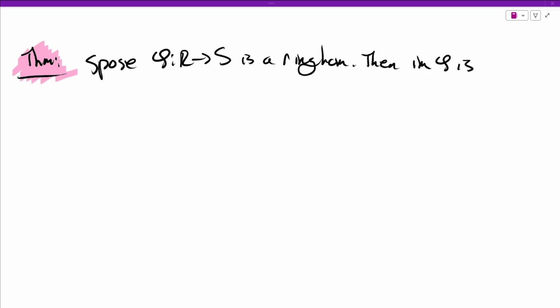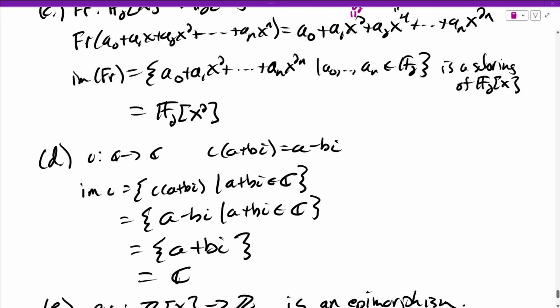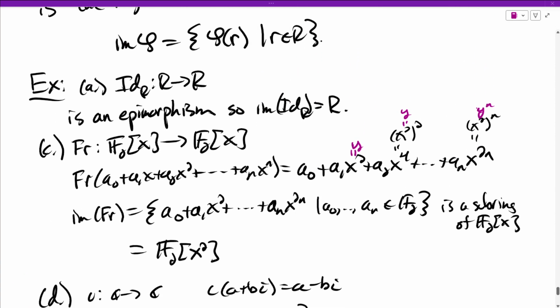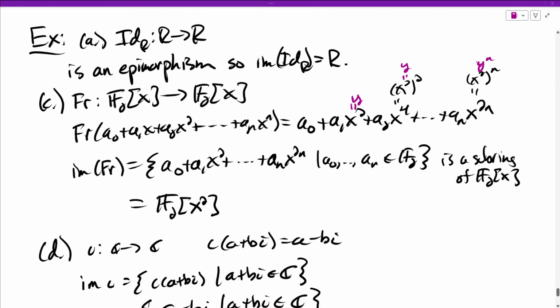All right, so let's prove a theorem about the image real quick. Let's actually go back up and look through our examples. The identity map had image R, and let's note that R is a subring of R. The Frobenius had image F2 adjoint x squared, which just means polynomials in x squared. And we've seen that that's actually a subring of, well, polynomials over F2.